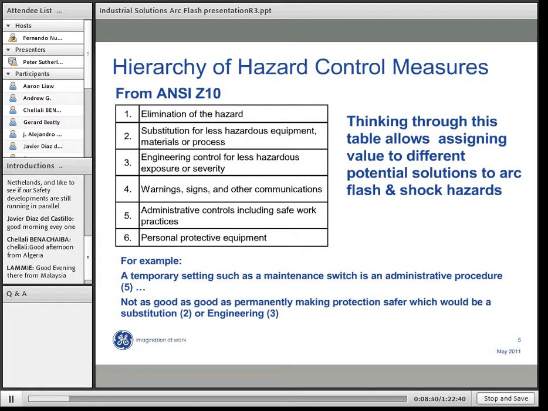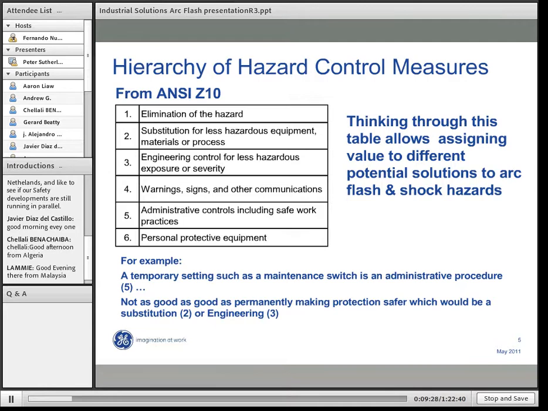And it gives, for example, a maintenance switch is a common way of reducing arc flash hazard. This is a switch which changes the protection settings on your switchgear from, for example, time delay to instantaneous trip while you are working on the equipment. That's an administrative procedure, and it depends upon the maintenance switch working and people using it.